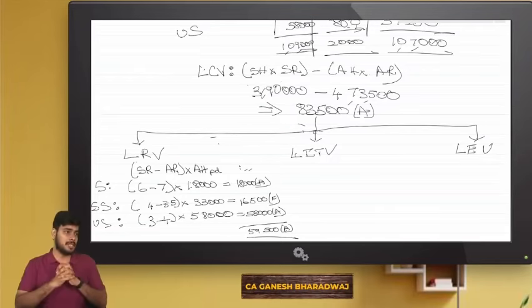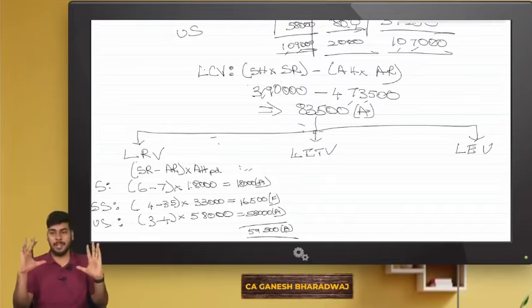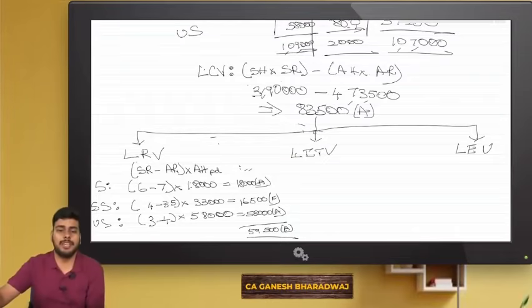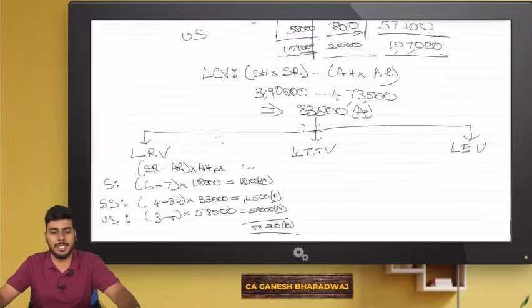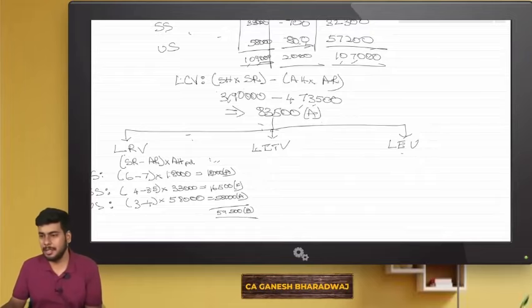Are you able to understand? Everyone, are you all able to follow? Fine. Everyone is able to follow this. Very good. Now let's go to the extreme right. That's your labor efficiency variance. And guys, online folks, is the screen visible for you? You can see? Yes. Fine.